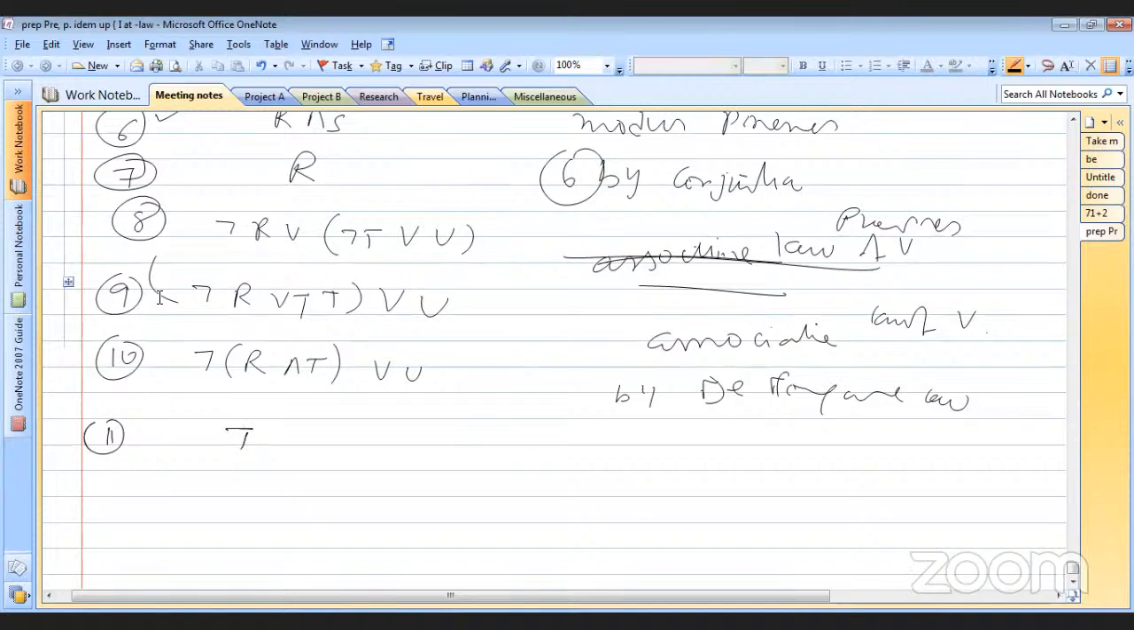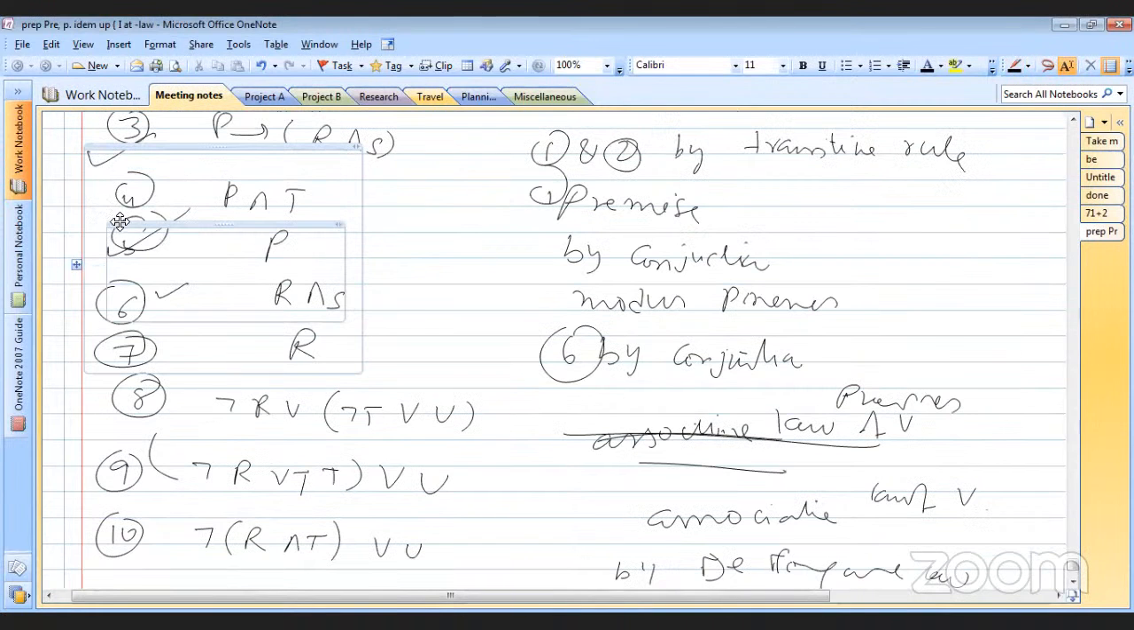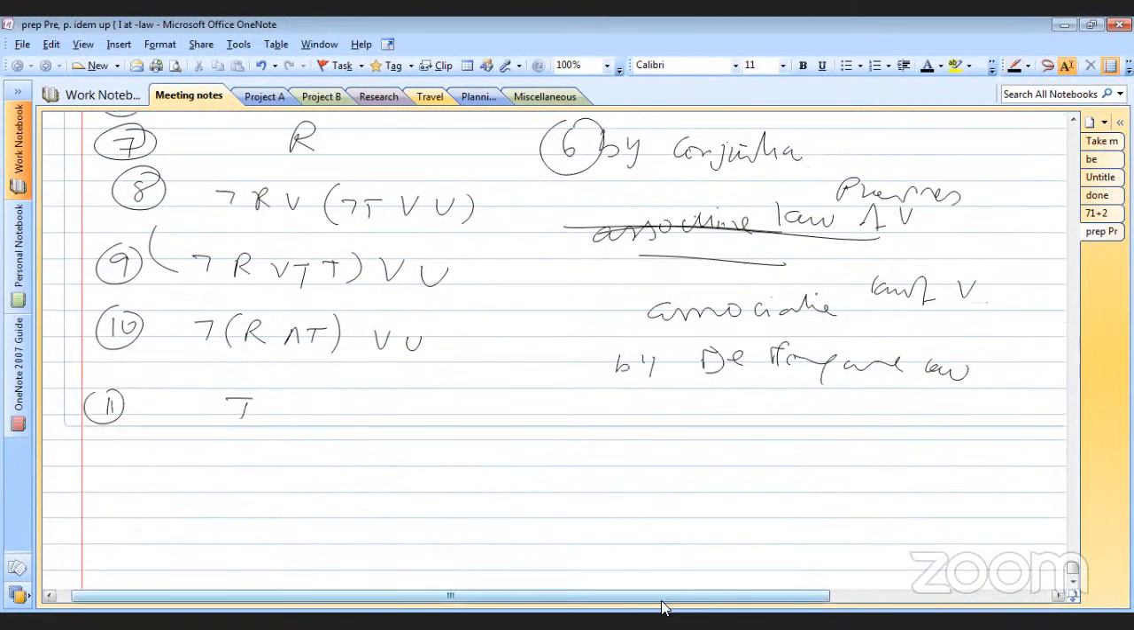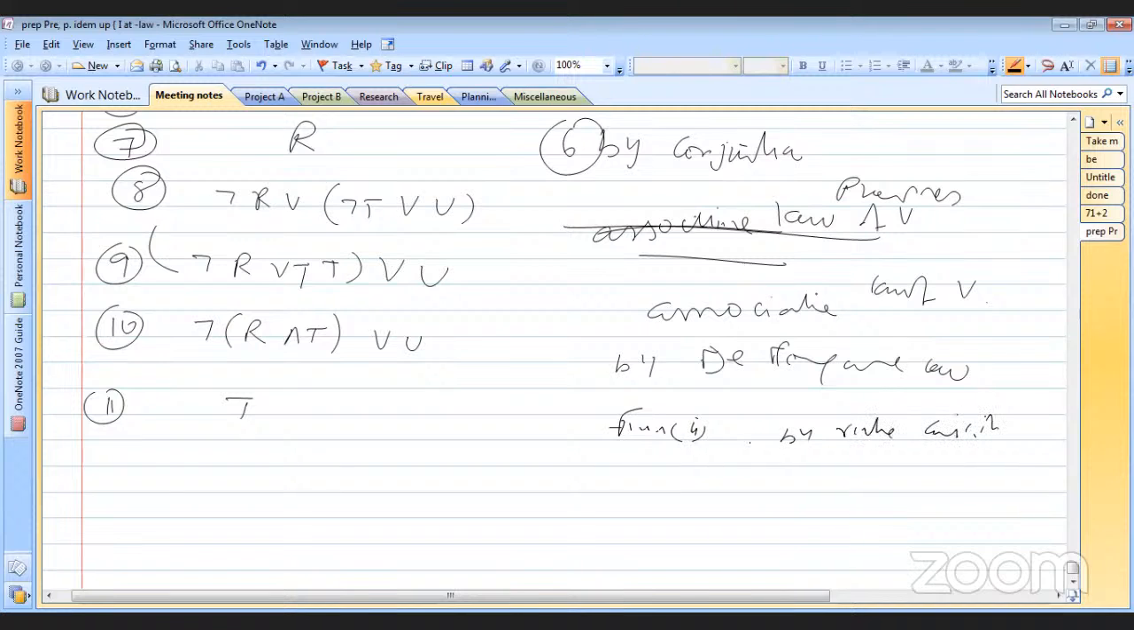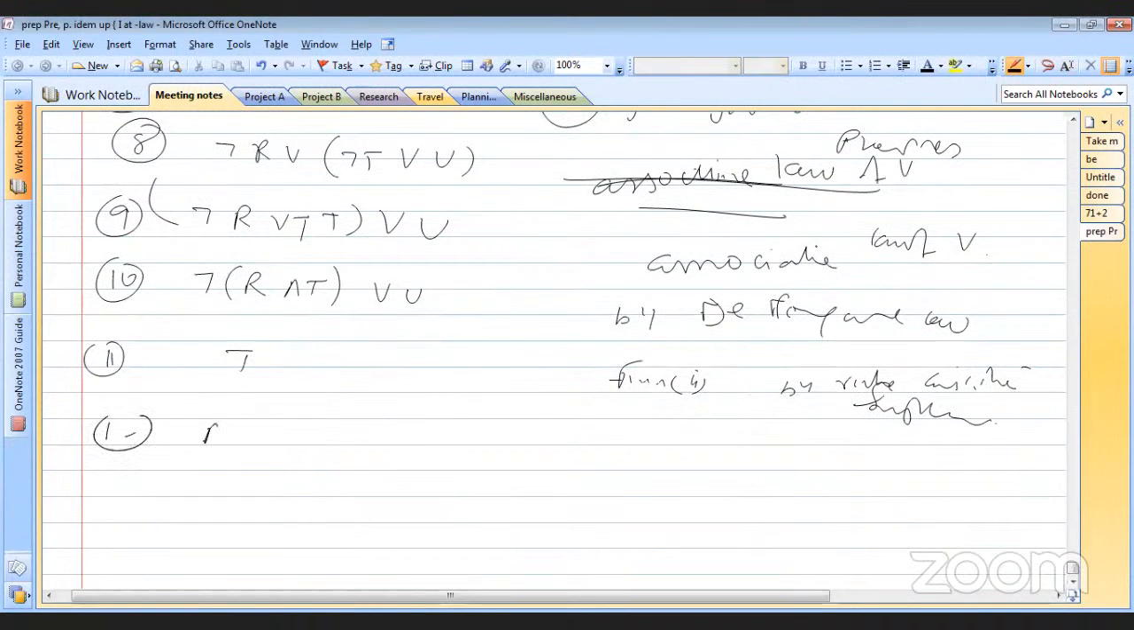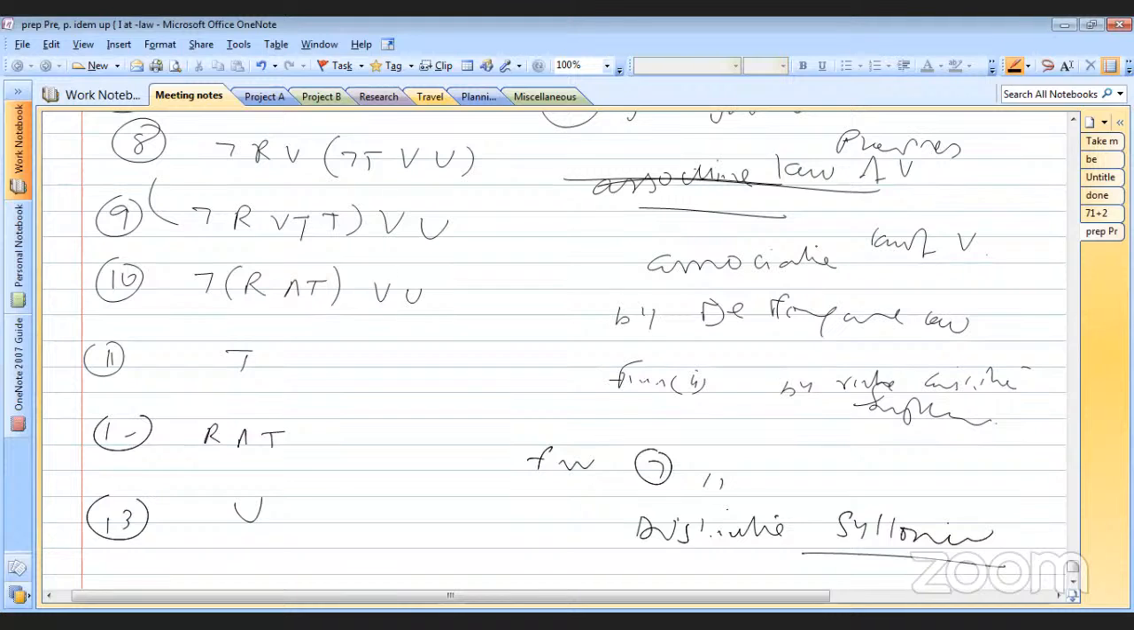T: from 4, what is 4 here? P and T, that is a premise. So by the rule of conjunctive simplification, we can take T from condition 4. Twelve, R and T from 7 and 11. We are taking here condition 13, U, by 10, it is a disjunctive syllogism. So these are the conditions we are taking here. Therefore, we can write these formulas from the validity using the rules of inference.